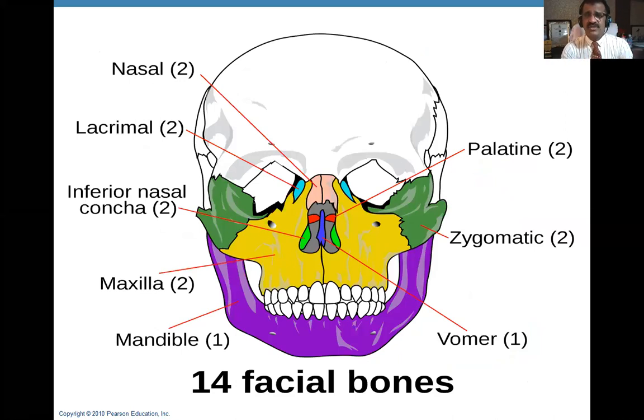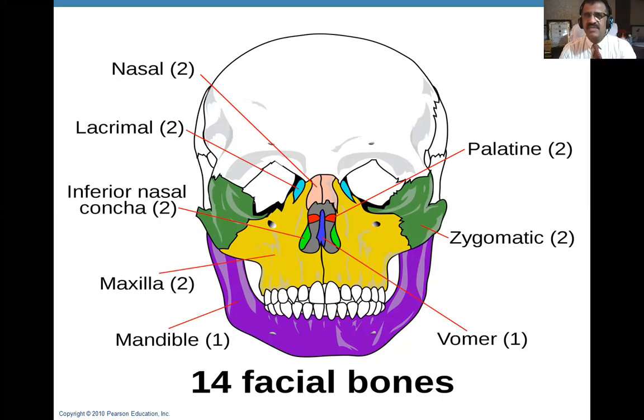Now let us talk about the bones of the face. There are 14 facial bones. Here also there are more paired bones and fewer unpaired. So we'll take the fewer first. There are only 2 of them: mandible here and vomer here in the center of the face, on the posterior side behind the nose. So this is vomer and this is mandible. These are the only 2 unpaired bones. The rest of the bones are paired, and there are many small bones also.